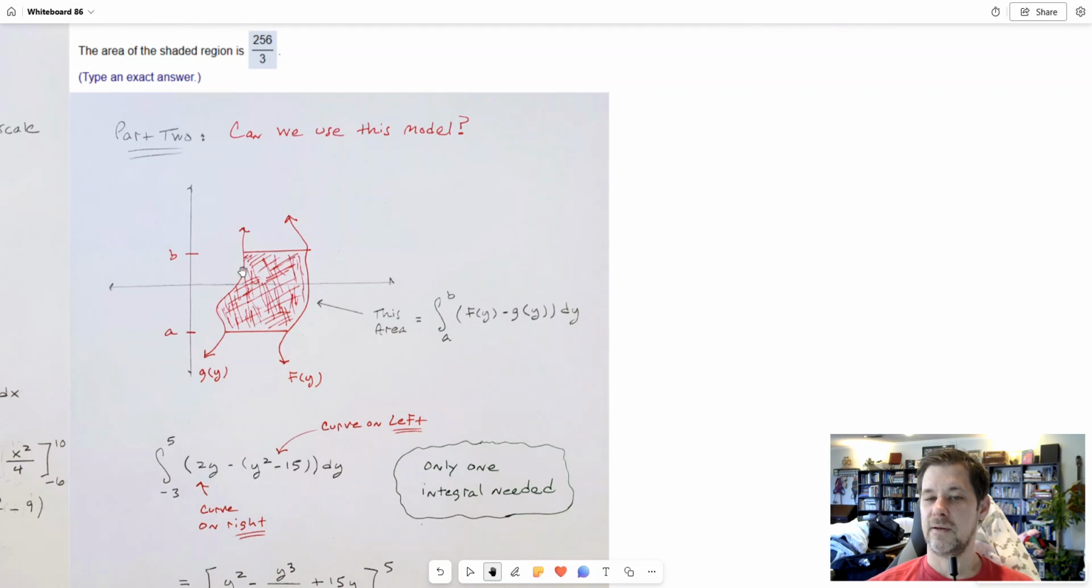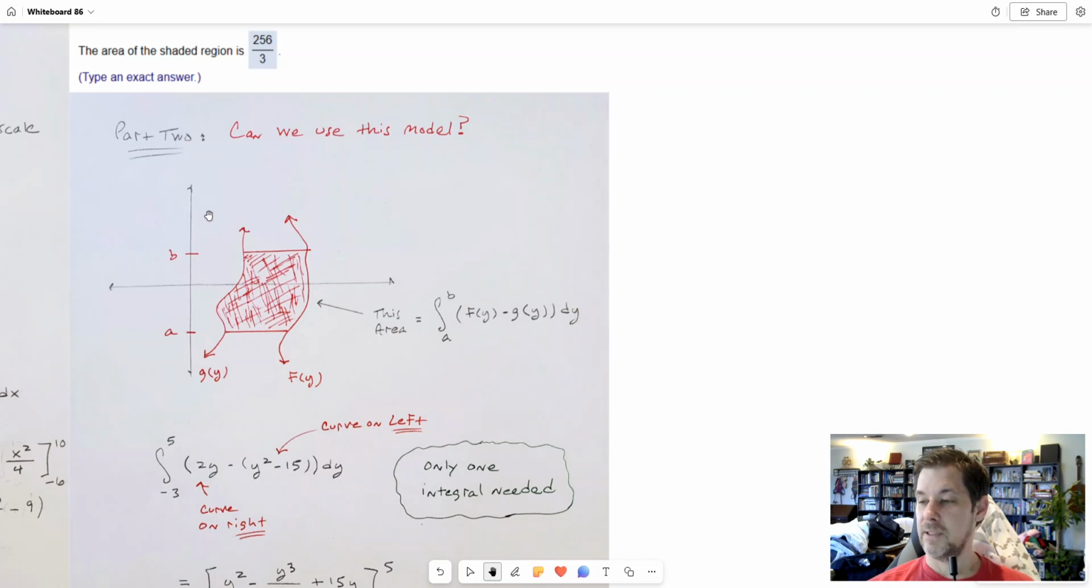So say I've got some region that I want to find the area of, and it's described like this. I've got some curve on the right, which is a function of y, and some curve on the left, which is another function of y, from some number a to b along the y-axis. So f of y is bigger than g of y, and b is bigger than a. Okay? If you can see that your region is described that way, then this integral will measure the area.